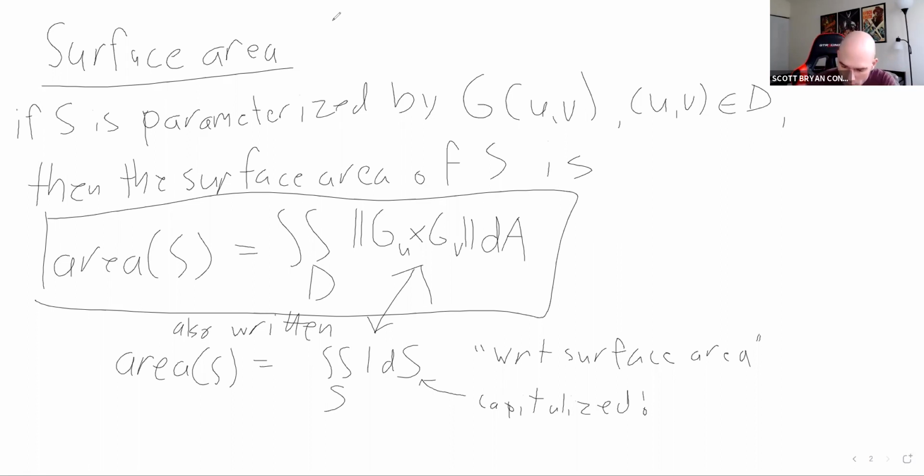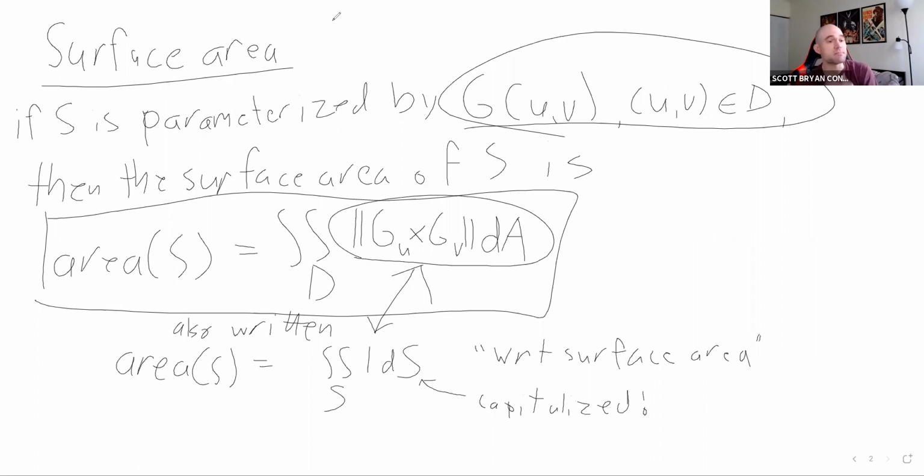So what we do is we parameterize S if it's not already parameterized with G, so G of U, V, with U and V in D. This is exactly like we do line integrals, essentially. You parameterize, you go to your function, you replace x, y, and z with the parameterizations in terms of u and v. We integrate over D now, where u and v live. And then instead of having dr or little ds, like we did with line integrals, we have dS, and dS becomes the magnitude of G_u cross G_v dA.